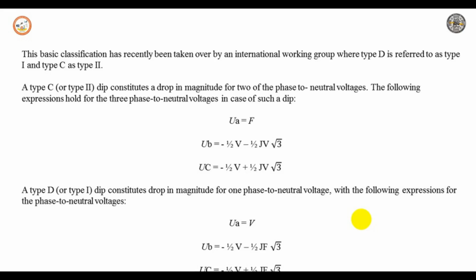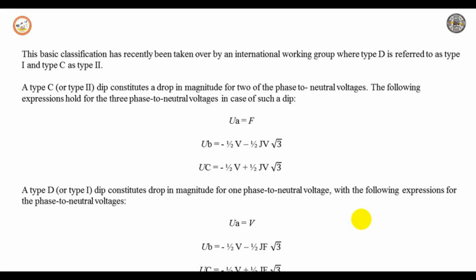A type C dip constitutes a voltage drop in magnitude for two phase to neutral voltages. The following expressions hold for the three phase to neutral voltages in case of such a voltage dip. So UA is equal to F, UB is equal to minus half V minus half jV root 3, UC is equal to minus half V plus half jV root 3.